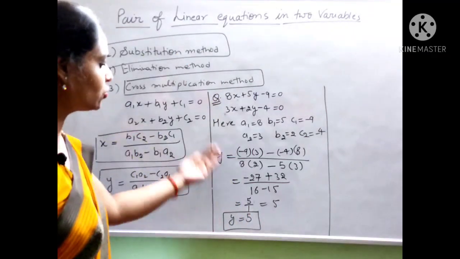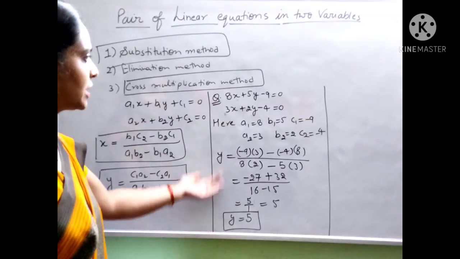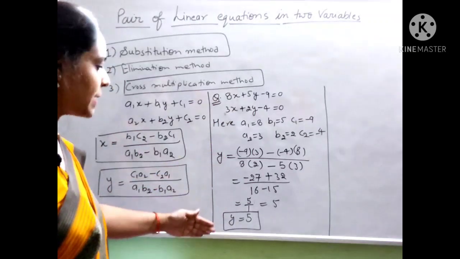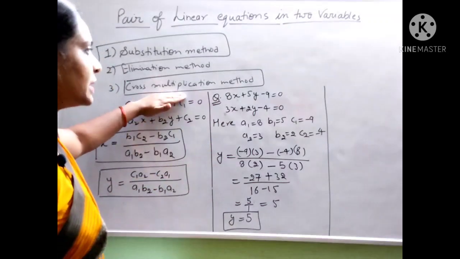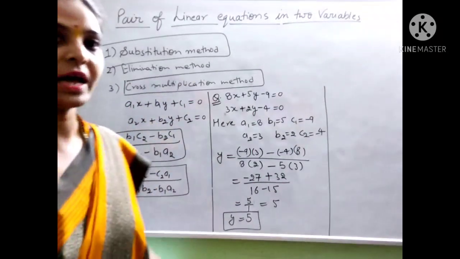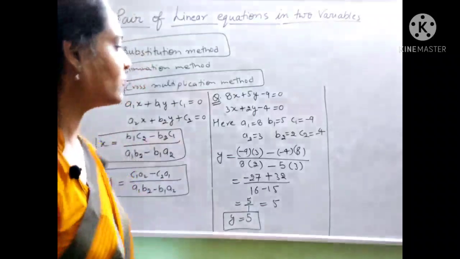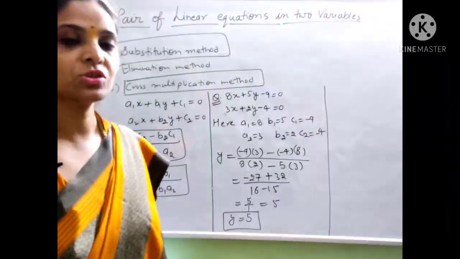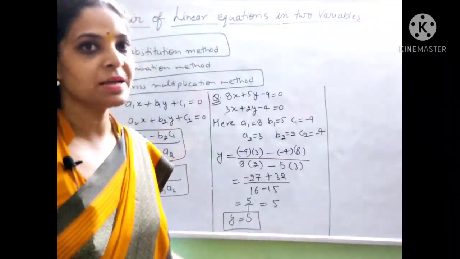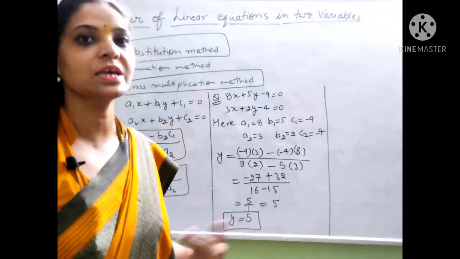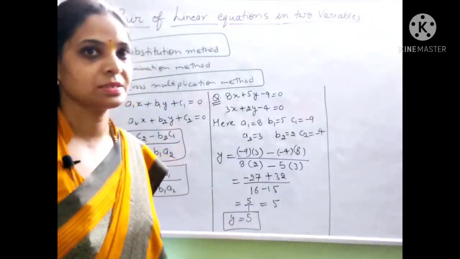In this way you can find the values of the variables x and y by the method of cross multiplication. One thing more I would like to tell you, you can choose any method, the value of the variable will be the same. So by using any of the methods, you will always get the same value of the variables.